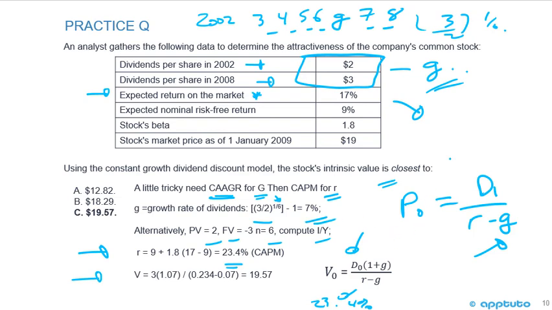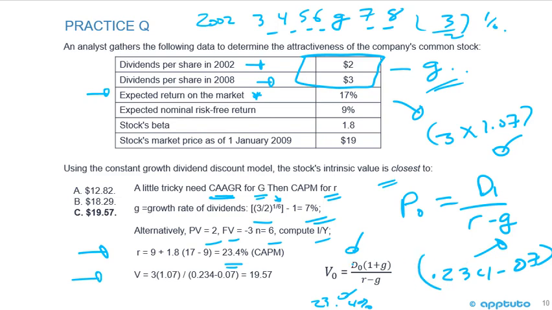Now you're off to the races for the formula. You're going to do $3 times 1.07 for the numerator. And for the denominator, you're going to do 0.234 minus 0.07, okay? And so here it is, the value: 3 times 1.07 divided by 0.234 minus 0.07. We're going to get $19.57. Correct answer is C, okay?